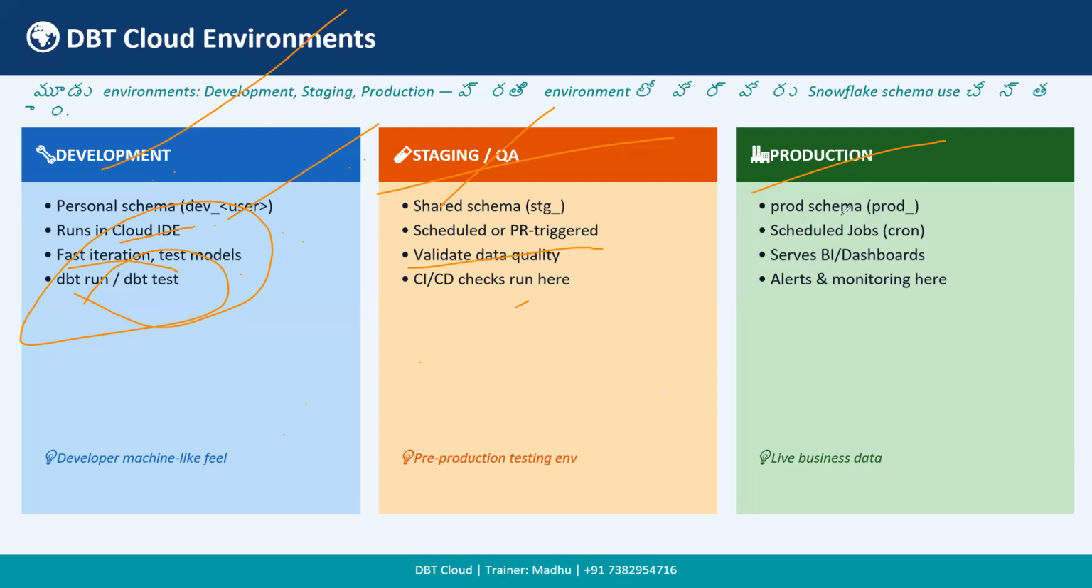Here we have the production schema, prod underscore some name, and scheduled jobs using Cron, and we also have the DBT Cloud scheduler. Using the Cron schedule, it is connected with the BI dashboards. Here we also have alerts and monitoring: we need to check the alerts, and if anything is there, we need to monitor it. That is the production environment.